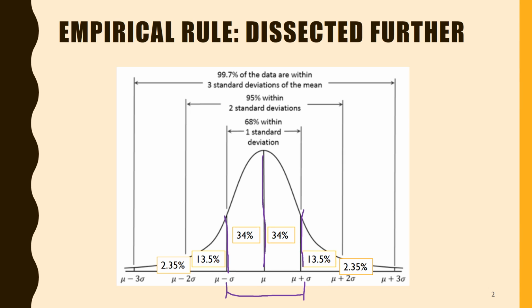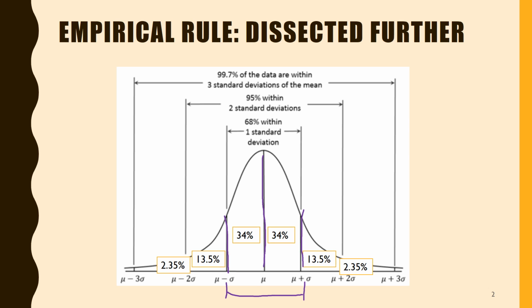Then we have to take the 95%, and if you take out the 68% and then divide what's left over by 2, you'll get 13.5. And then if we take the 99.7%, subtract out that 95% and divide what's left over by 2, we get 2.35%. So you can also know what chunks here, what percentage of the data they are.